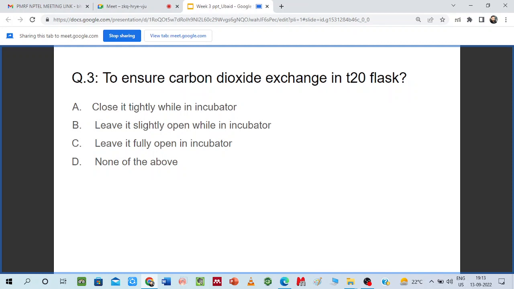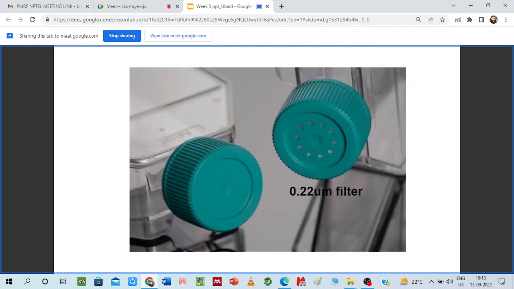No one? Yes, someone has answered that we have to be careful while taking the flask out. Yes, that is one reason maybe. It may cause contamination.